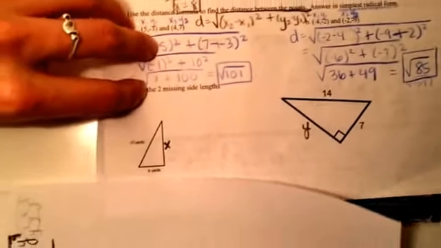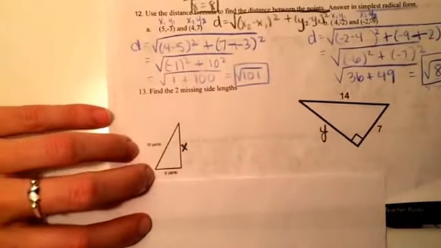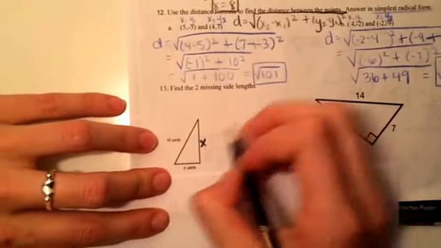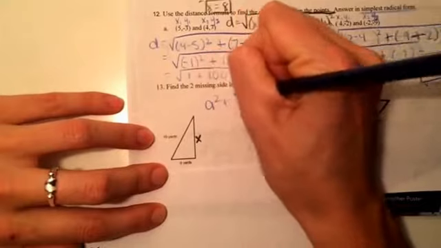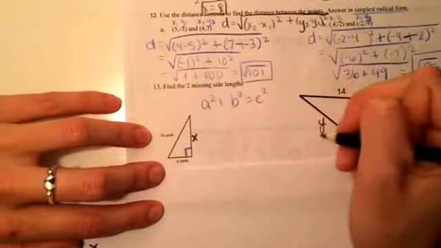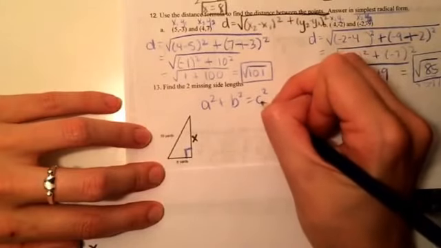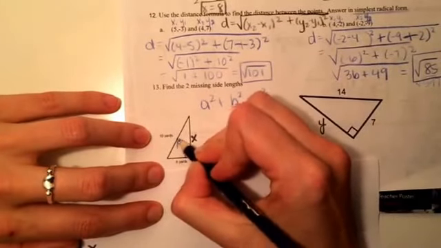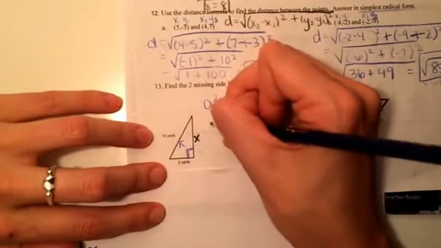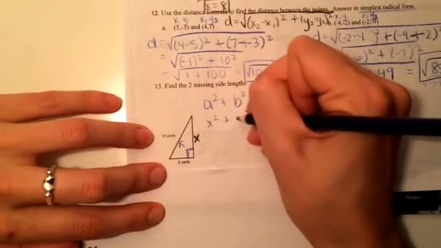Number 13, find the two missing side lengths. So we have two sides given and we're finding one. This is perfect for the Pythagorean theorem to help you find the side lengths of any right triangle. The one that's C, that's a really important one that's opposite the right angle, that's going to be 10. And A and B don't really matter, so let's have A be X, and 6 can be our B.